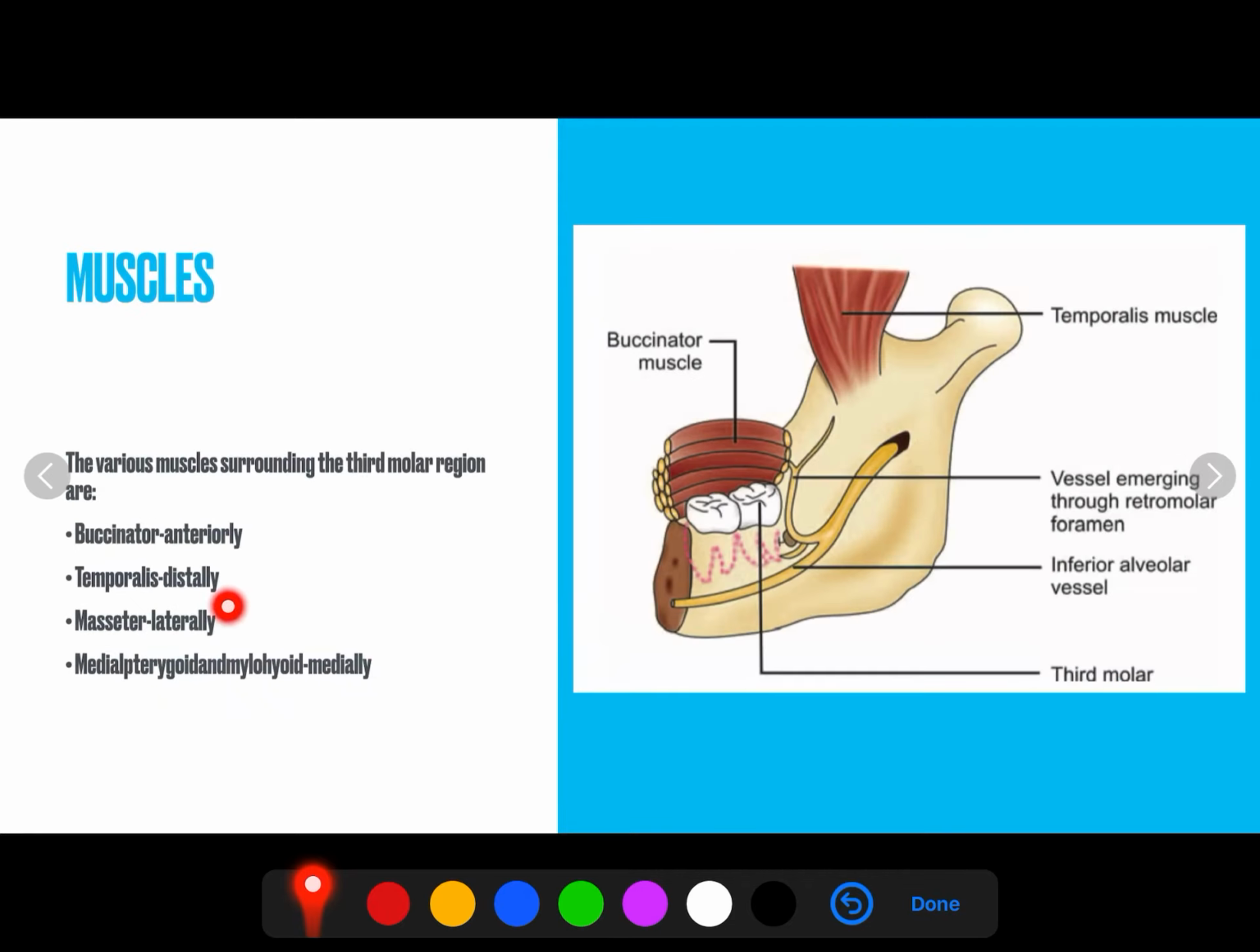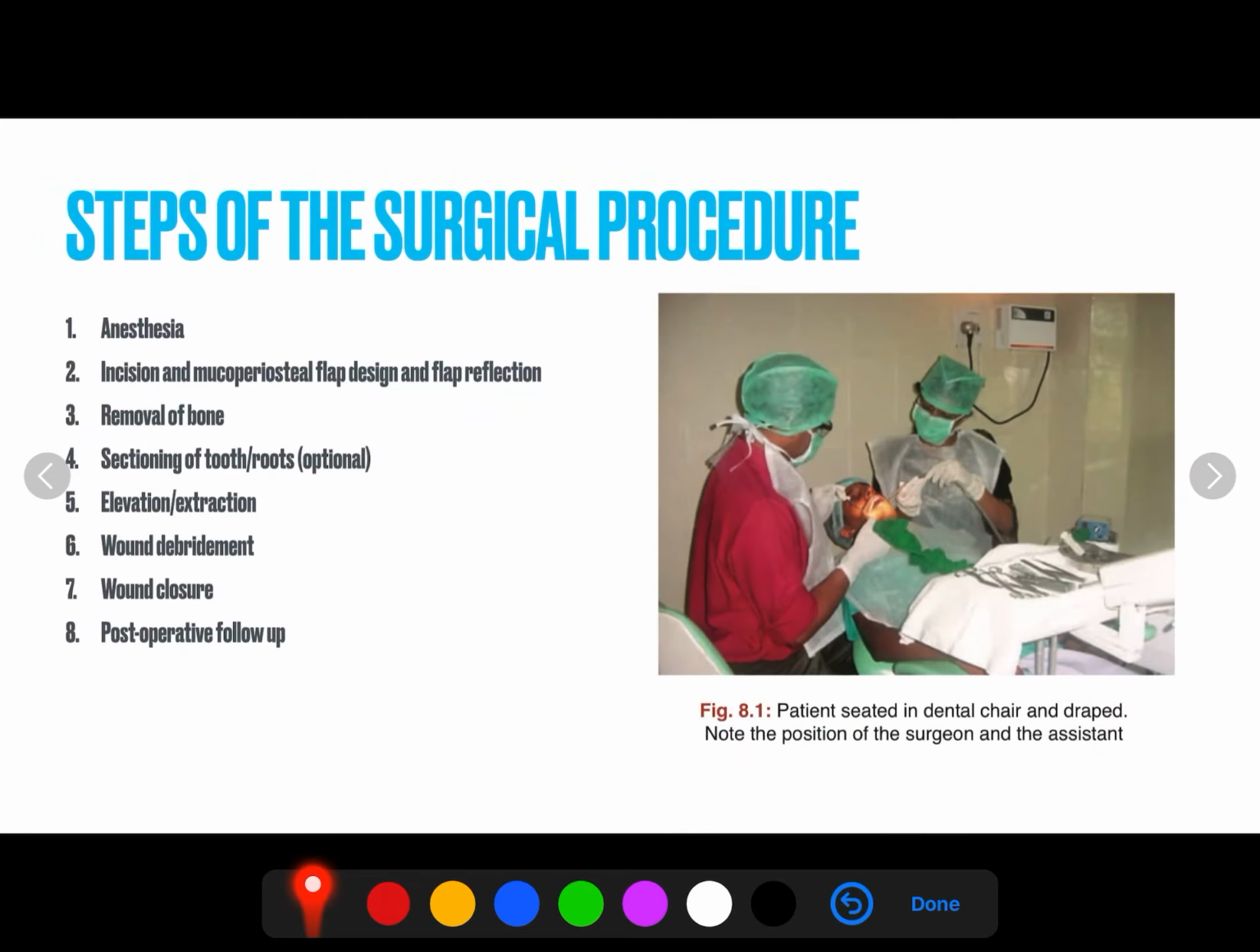Speaking of muscles, here are the various muscles close to that tooth. We have the buccinator muscle anteriorly, the temporalis muscle distally, the masseter laterally, and the medial pterygoid and mylohyoid medially. Now to the steps of the procedure.